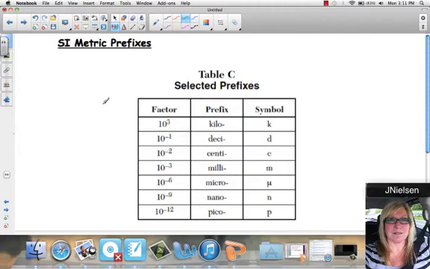You also have a selected prefixes table, table C, which tells you exactly what all of these prefixes mean. Kilo means 10 to the third, deci is 10 to the minus 1, centi 10 to the minus 2, and these are some of the more popular ones. They haven't included all of them. We will probably work the most with kilo, centi, milli. You might see one occasionally for nano and pico, but we really deal with those more in the next level class.